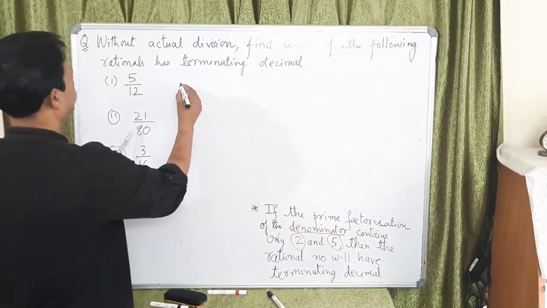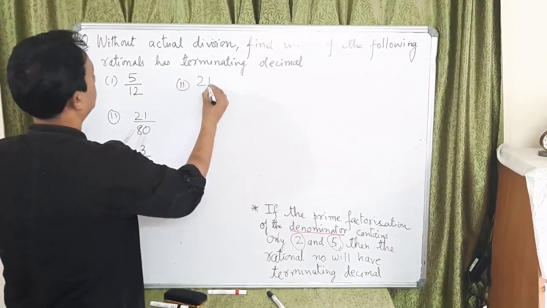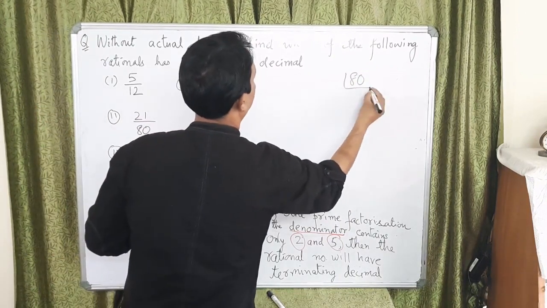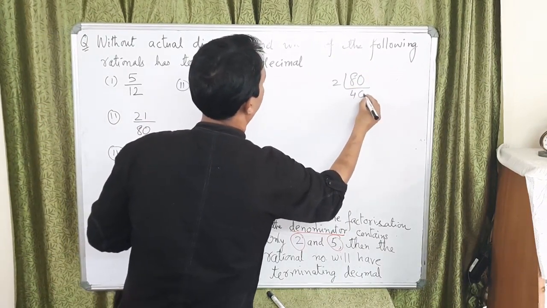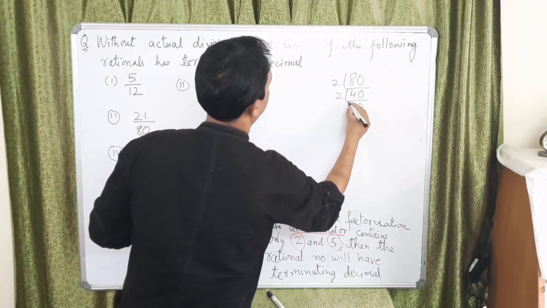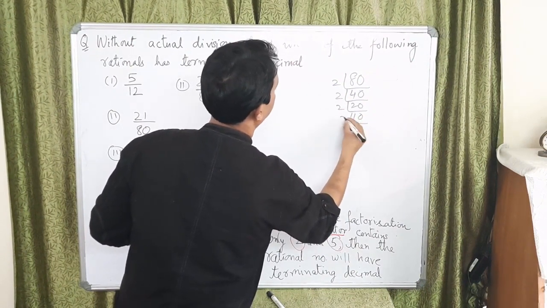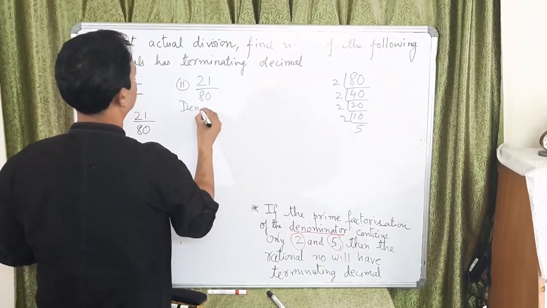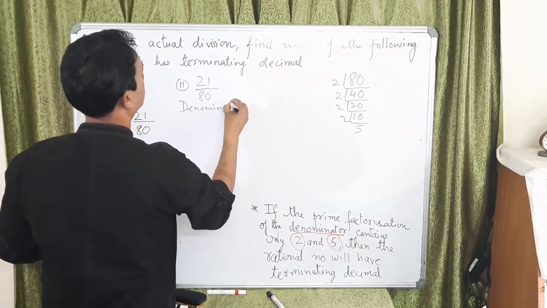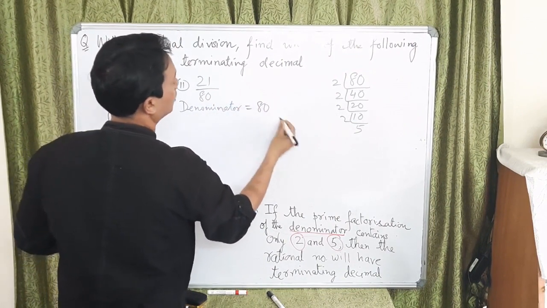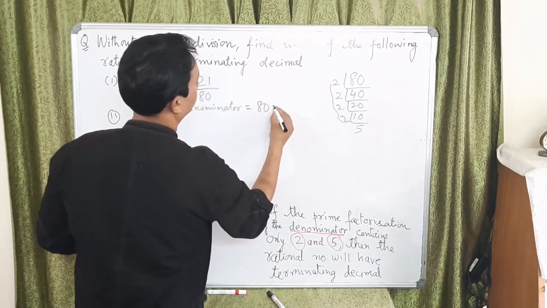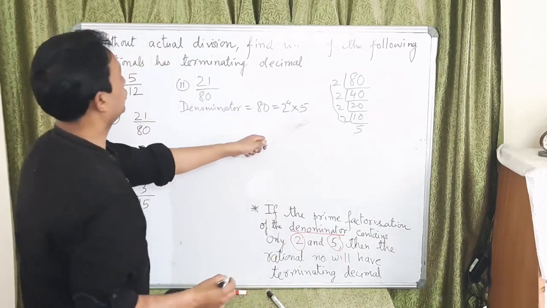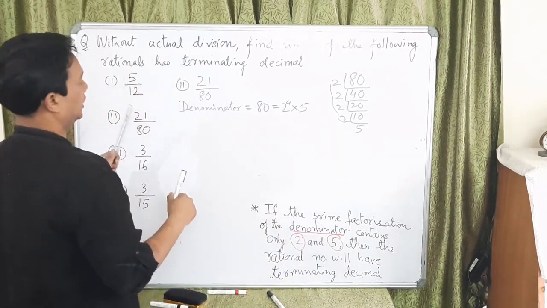Now number 2, 21 by 80. Now 80, if we break, we can write it as 40, 20, 10, 5. So the denominator, which is 80, we can write it as 2 to the power of 4 into 5. Now what do you see here? We have only 2's and 5's. We don't have any other prime factors.